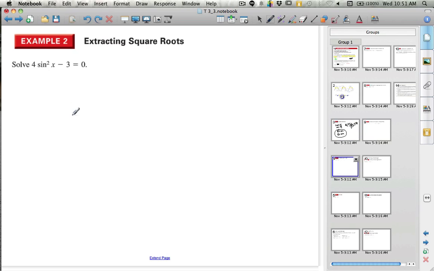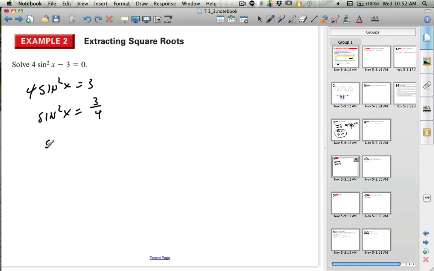Okay, moving on, same idea here. I'm going to add 3 to either side, so I'll have 4 sine squared x is equal to 3. To continue to isolate sine, I'm going to divide by 4.